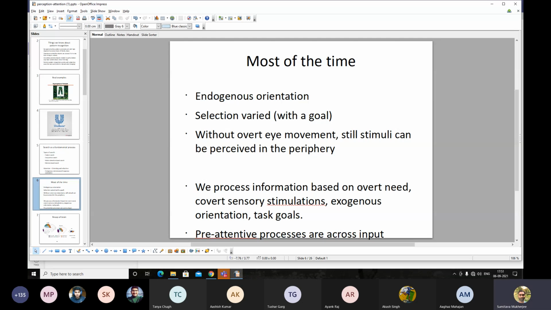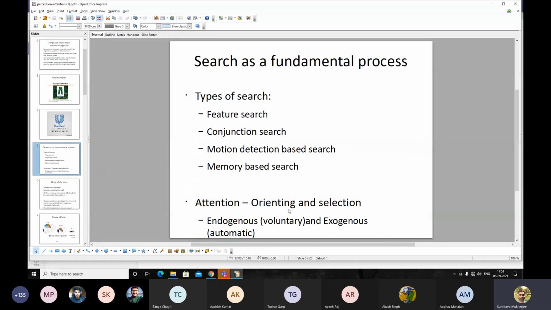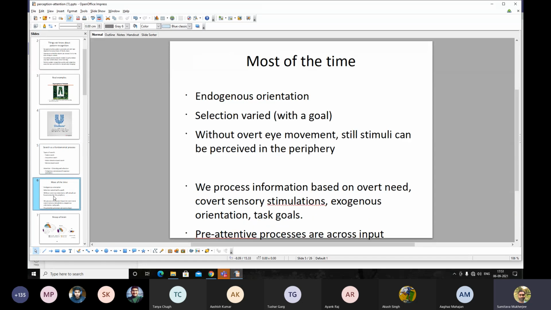We process a lot of information based on our own needs, but also based on covert sensory stimulations, exogenous orientation and task goals. Exogenous, automatic. So whenever you have certain kinds of bright light or bright color or this and that, they are all exogenous attention.